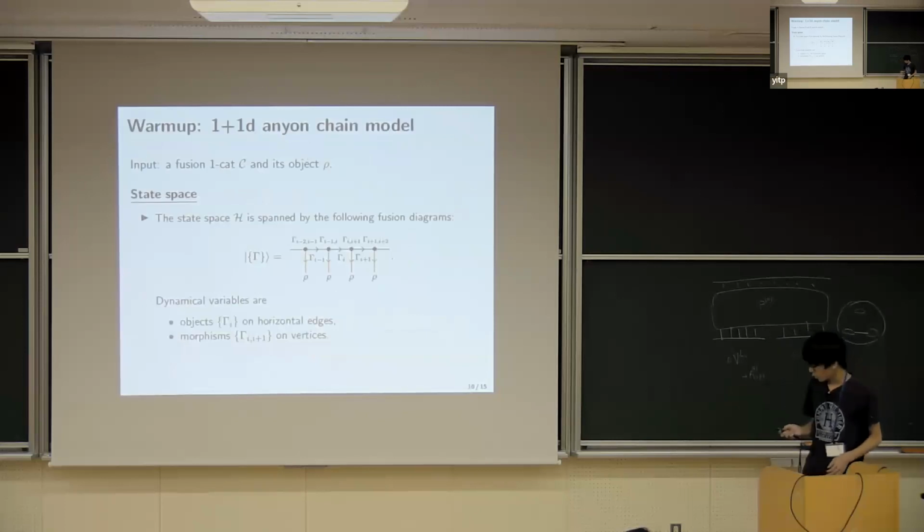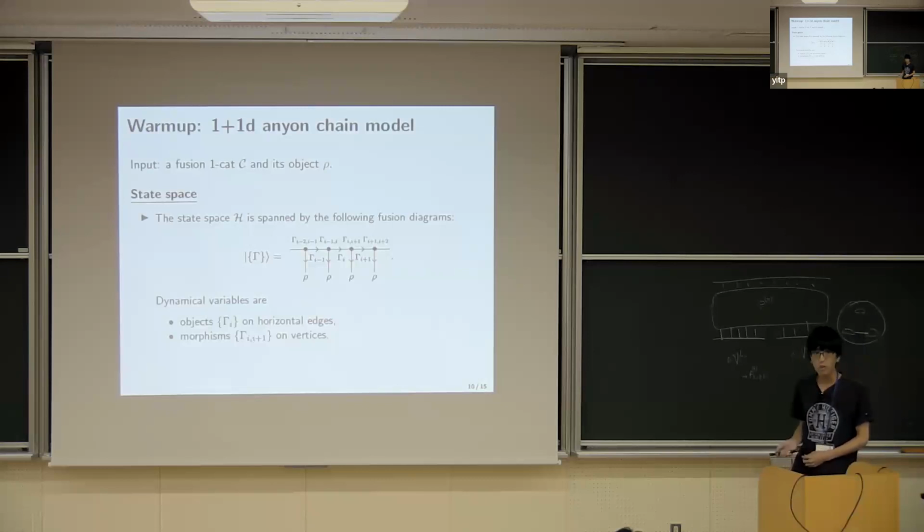So we want to construct 2+1 dimensional lattice models with fusion 2-category symmetries. But as a warm-up, let me begin with 1+1 dimensions. So we want to construct 1+1 dimensional lattice models with general fusion 1-category symmetry. And to this end, we first choose a fusion 1-category C. That is going to be the symmetry of this model.